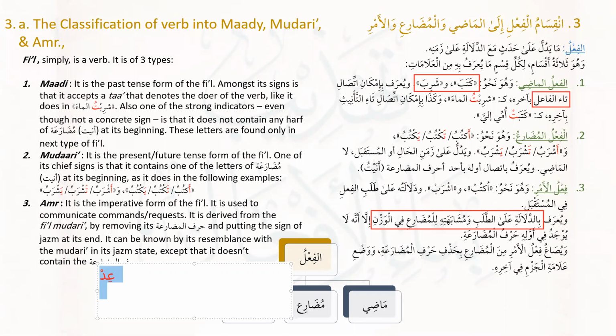ممتاز جدا. And final question is like verbs like, for example, you have يفي. How to make a فعل أمر out of يفي? This is a فعل مضارع.